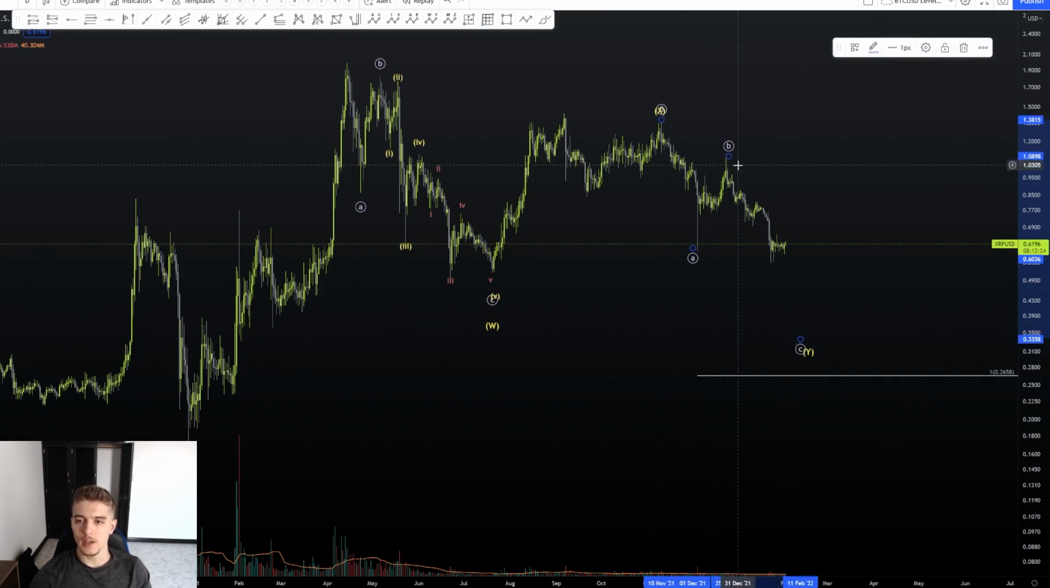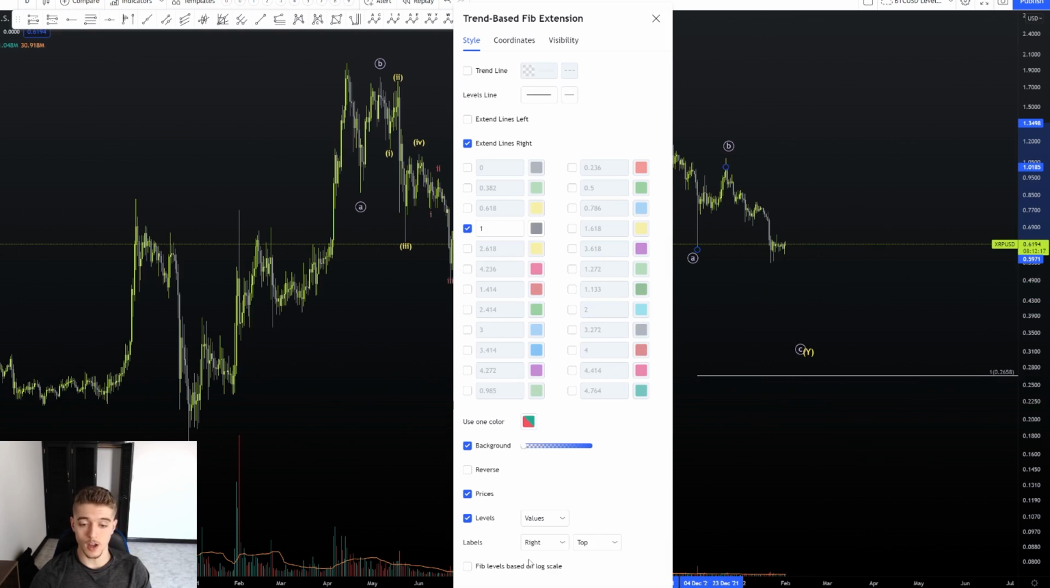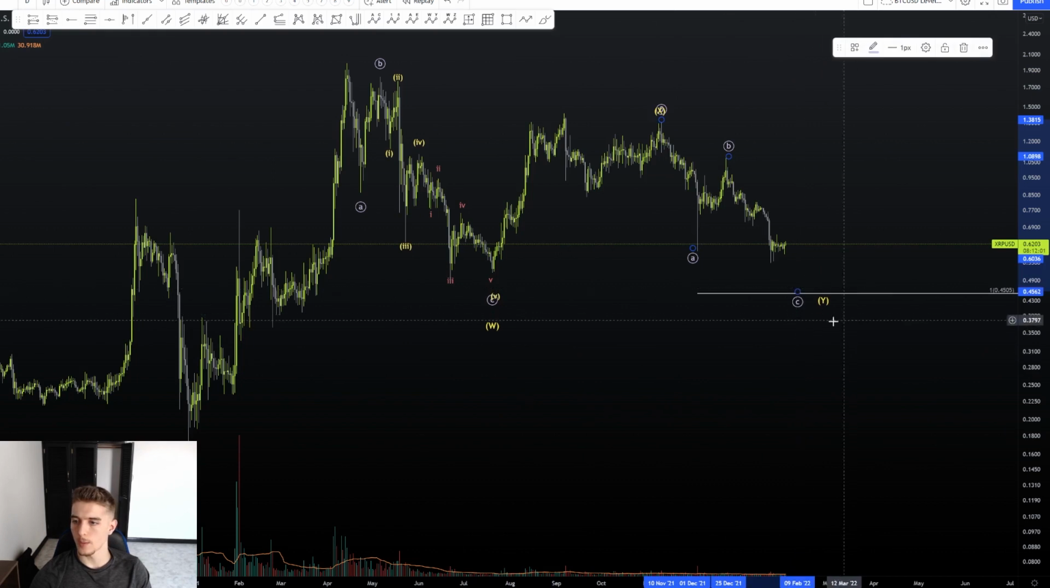Now, if this is a zigzag right here for the wave Y, then a target we'd be looking out for is this 1-to-1. So I think this is not on log scale. So we could be looking at the one based on log scale, or the one that is actually not based on log scale. In this case, since we're on the daily chart, I'd probably be looking at the one based on log scale down here for this wave Y. This would come in around 45 cents for Ripple.